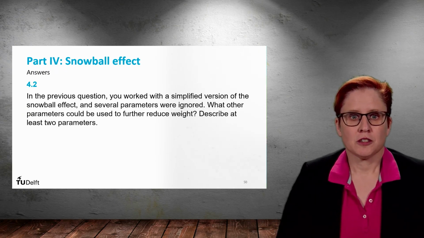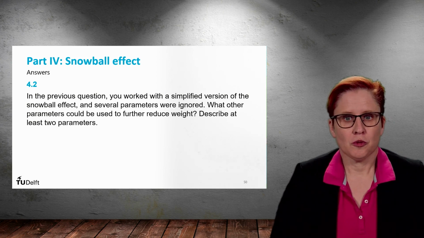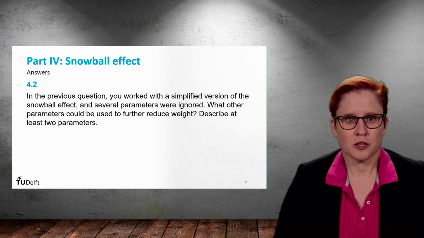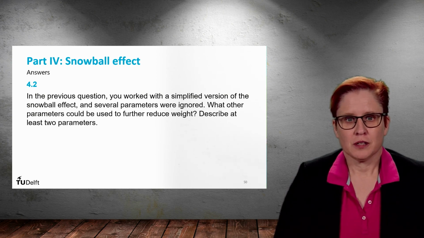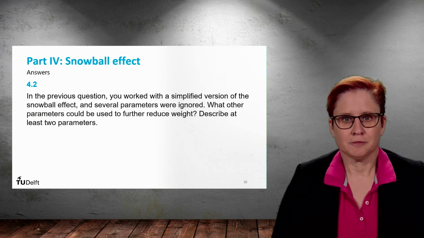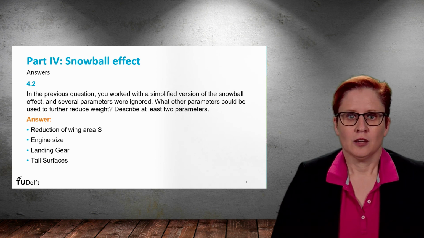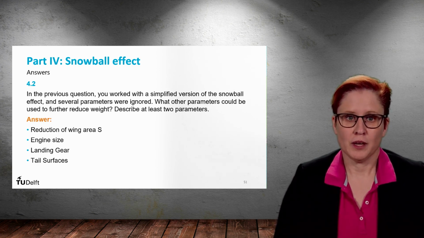In the previous question, you worked with a simplified version of the snowball effect, and several parameters were ignored. What other parameters could be used to further reduce weight? Describe at least 2 parameters. So let me discuss 4 possible parameters with you that you could have used. Reduction of wing area S, engine size, landing gear, and tail surfaces.